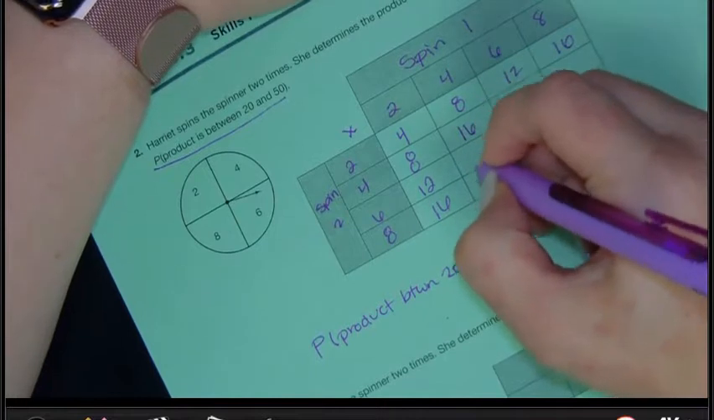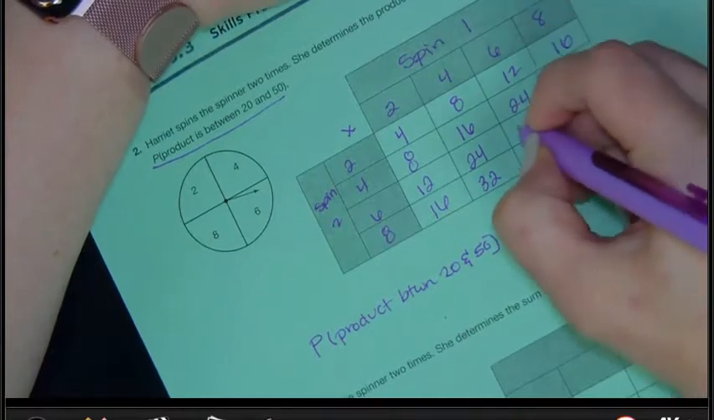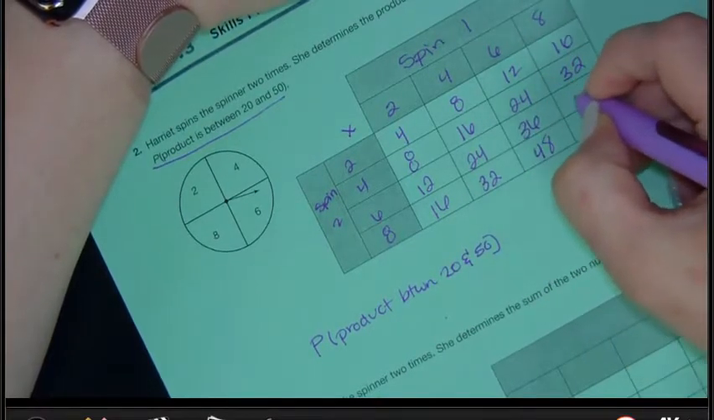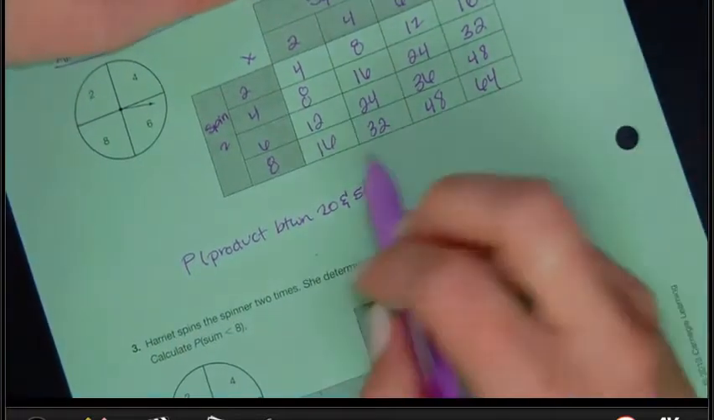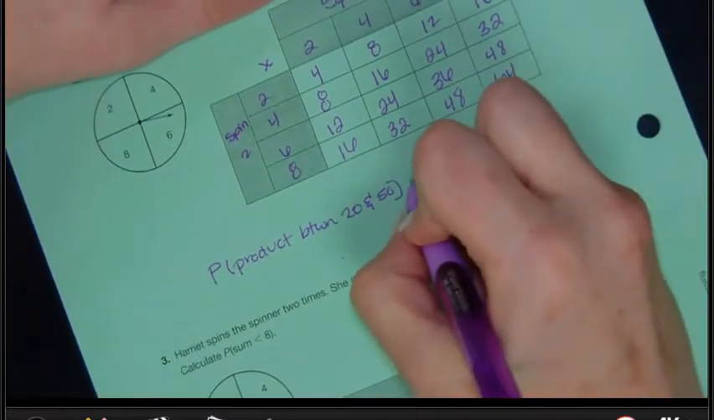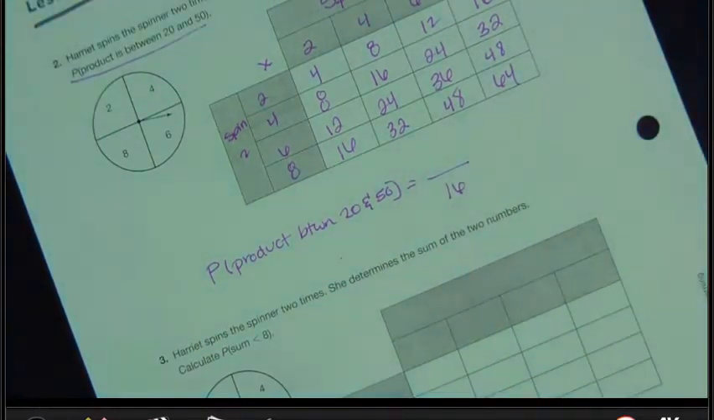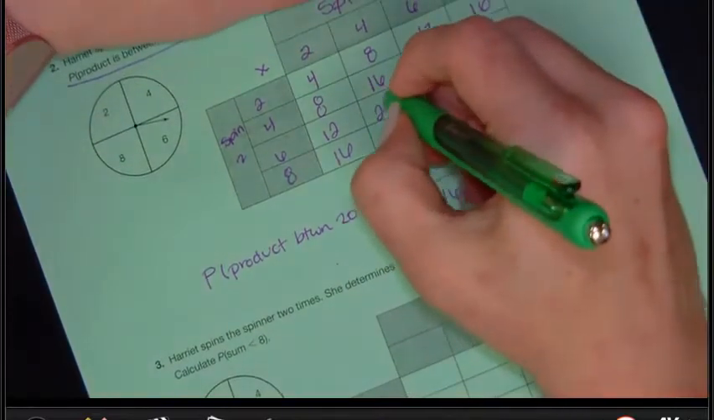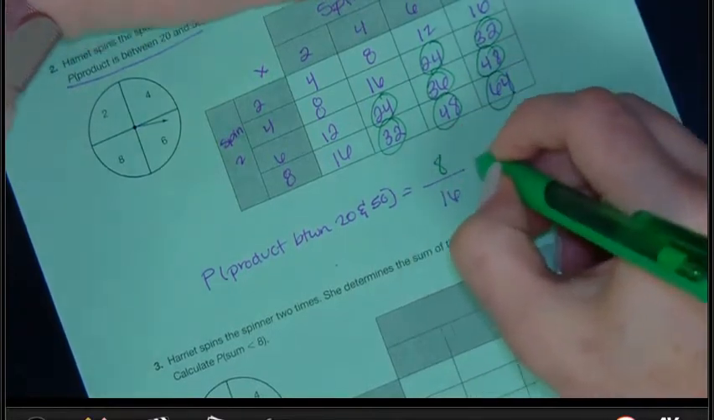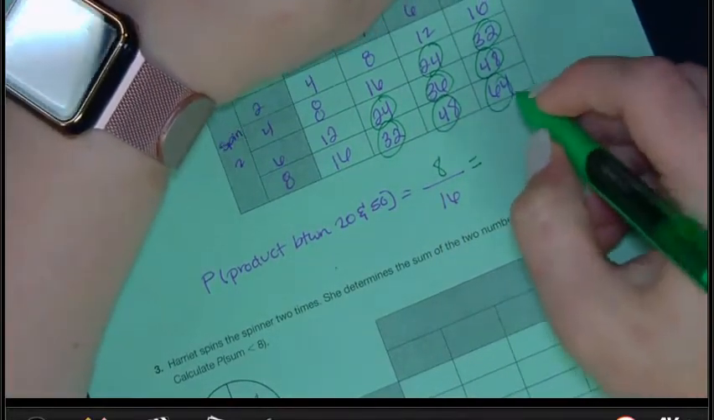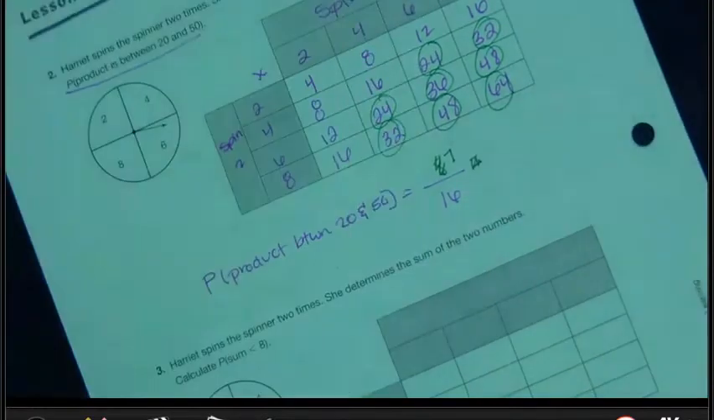4 times 4 is 16, 4 times 6 is 24, 4 times 8 is 32. 6 times 6 is 36, 6 times 8 is 48. Remember, there's that beautiful little rhyme. And then 8 times 8 is 64. Okay. Well, what's the probability that my product is going to be between 20 and 50? Well, I have 16 total possibilities, and I want to know the probability that it's going to be in between 20 and 50. Well, I've got 1, 2, 3, 4, 5, 6, 7, and 8. So I have 8 out of 16. Oh, well, wait, nope, not 8. Ms. Roberts messed up because look, 64, that's bigger than 50. So 7 out of 16.